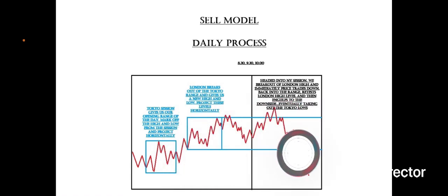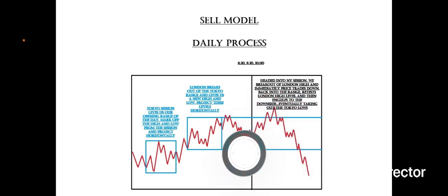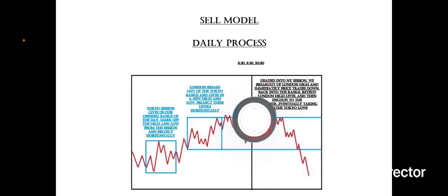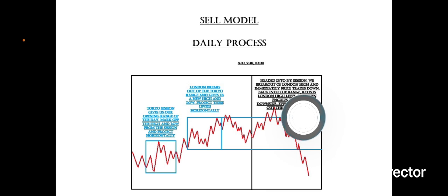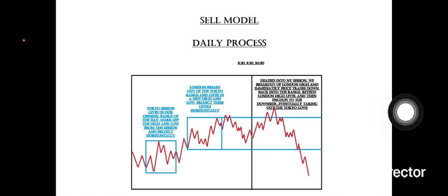Now, heading into the New York session, we break out of those London levels. And then immediately price trades down back into the range, retests that London high level, and then engulfs to the downside, eventually taking out the Tokyo lows. This is an ideal scenario.